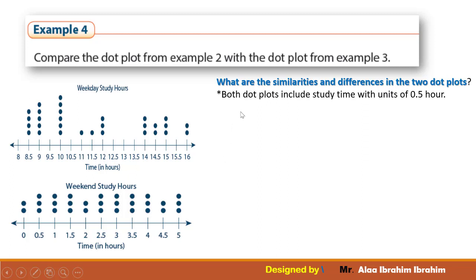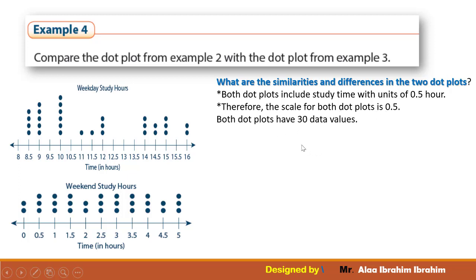So first, both dot plots include study time with a unit of 0.5 hours. If you look here, you found we add all the time 0.5, and also here we add all the time 0.5. The second thing, therefore, the scale for both dot plots is 0.5. Both dot plots have 30 student values. Here 30 and here 30 also. So the same number of students.